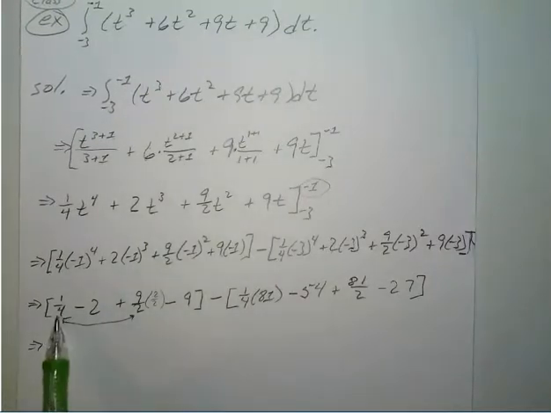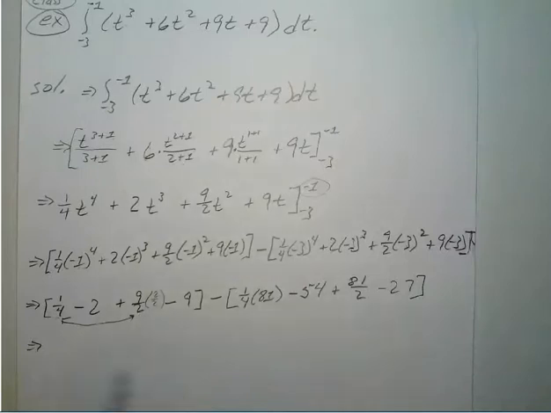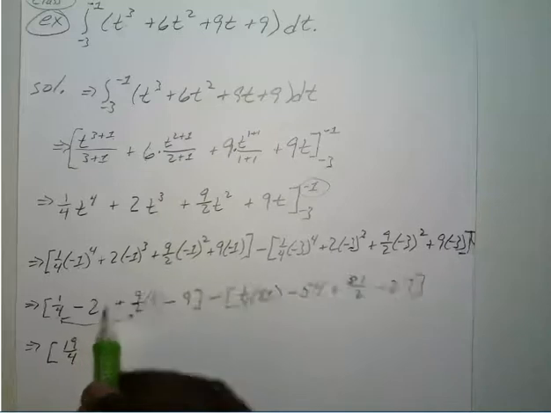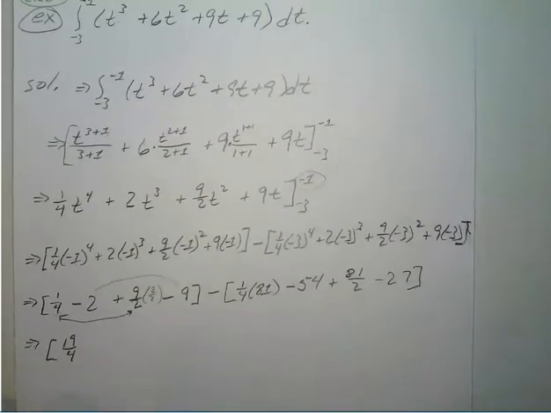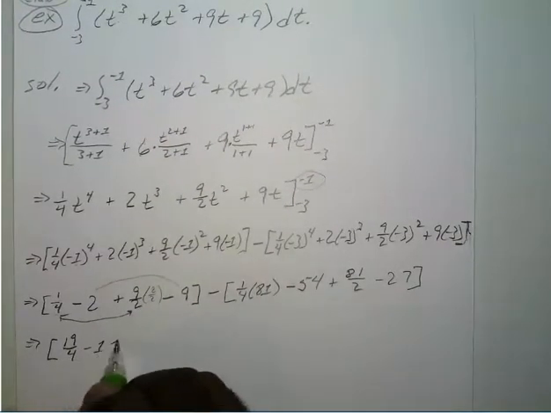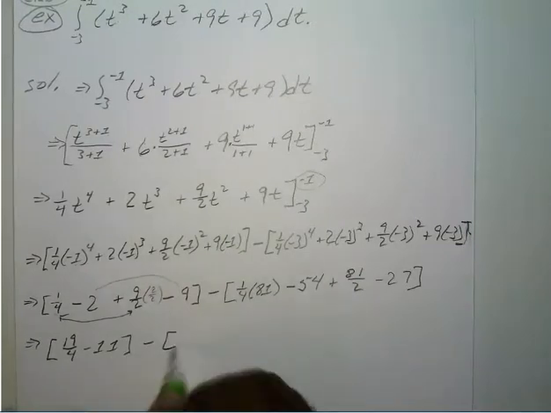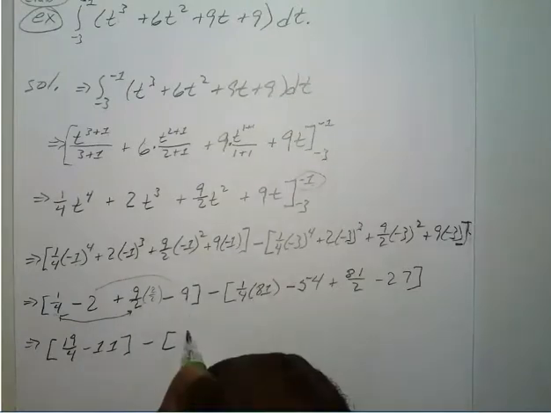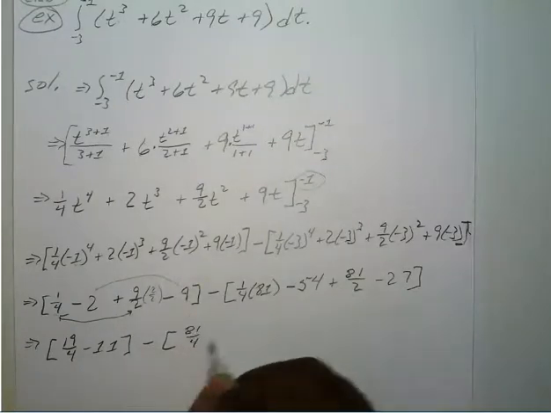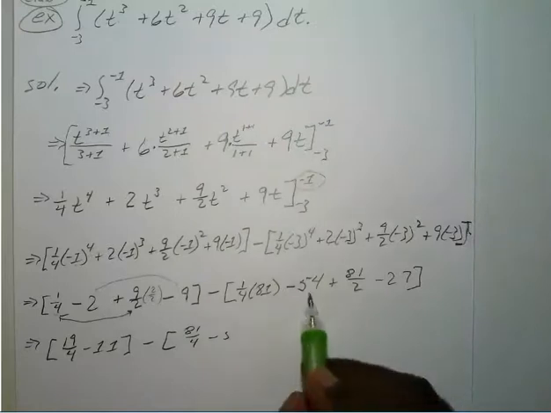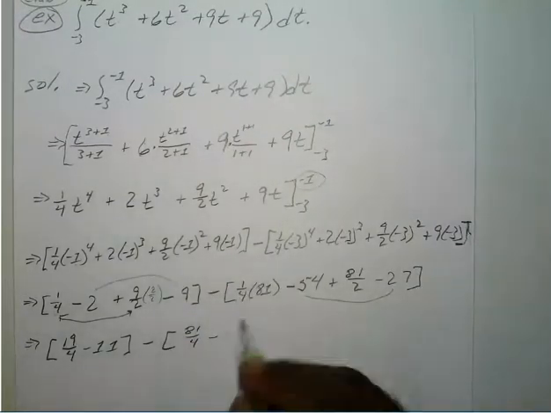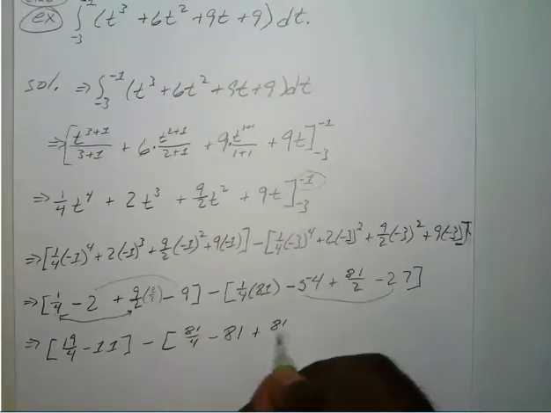Okay, so you have 1/4 plus 18 over 4, which is 19 over 4. And then when we add these two together, we have minus 11. Minus, you have 81 over 4. Minus, go ahead and combine these two. Instead of minus 54, we can make that minus 81 plus 81 over 2.